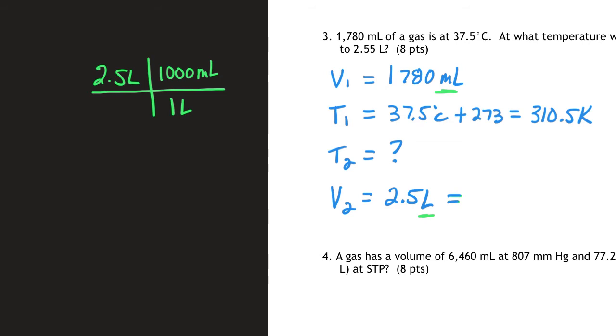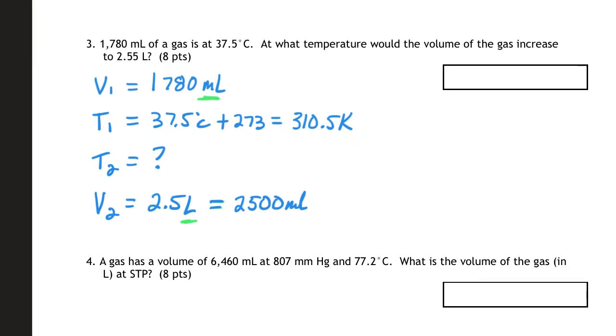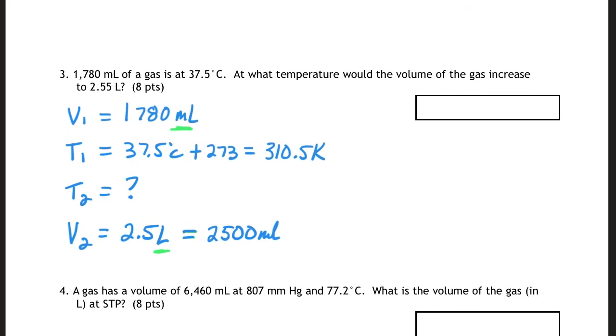2.5 times 1,000 is going to be 2,500 milliliters. So now I'm ready to do this problem. I'm going to go ahead and stop it so you guys can work this problem also.